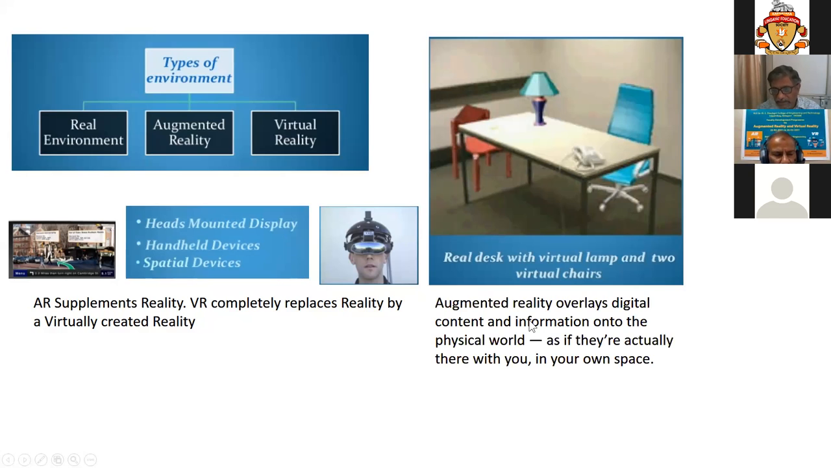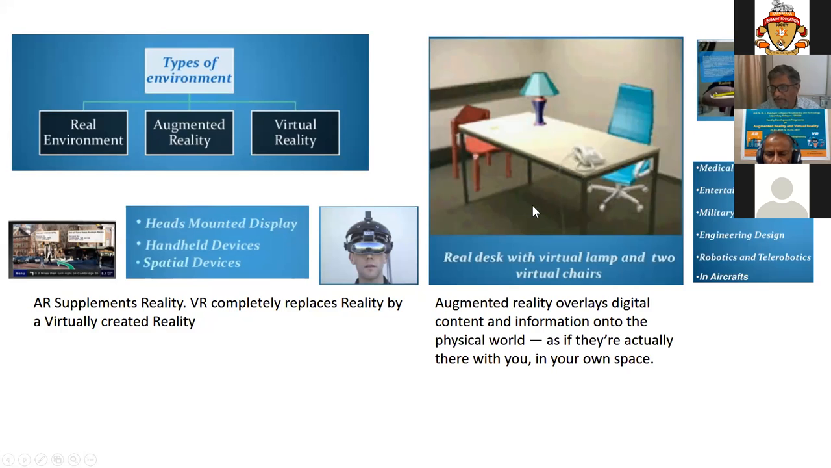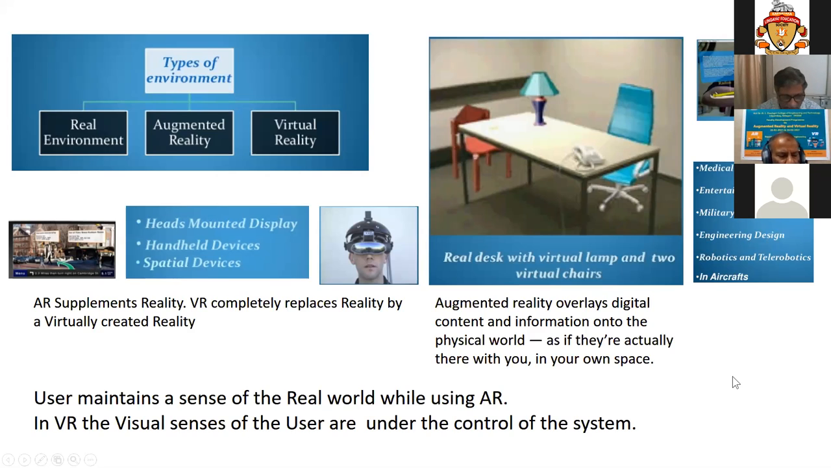In this picture, you'll see that augmented reality overlays digital content and information onto the physical world as if it is actually there with you in your own space. Here, the table is real, but the chairs are virtual and the table lamp is also virtual. The applications are very large and there is no limit. It's the imagination of the engineers and designers who will make use of this new emerging technology, from medical to entertainment, military, engineering, robotics and aircraft, in so many areas. We'll see some case studies about it.